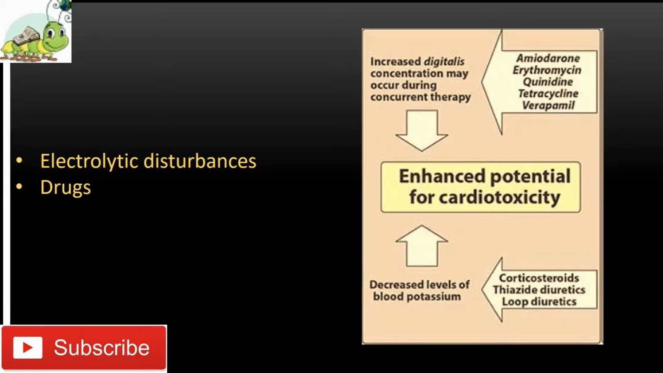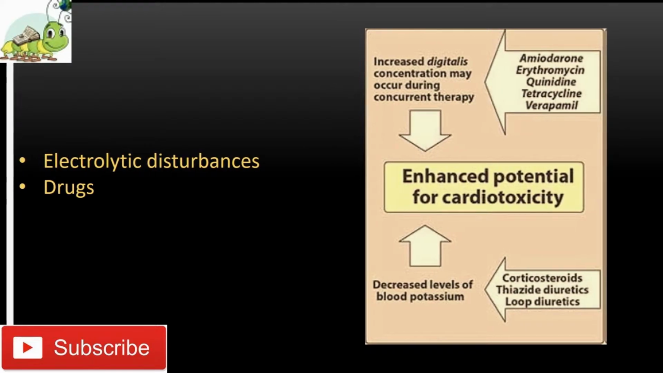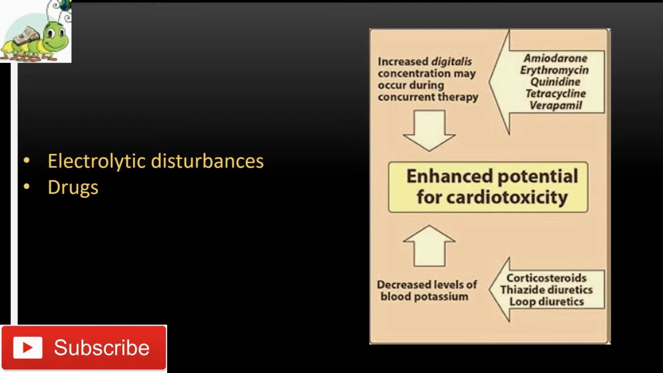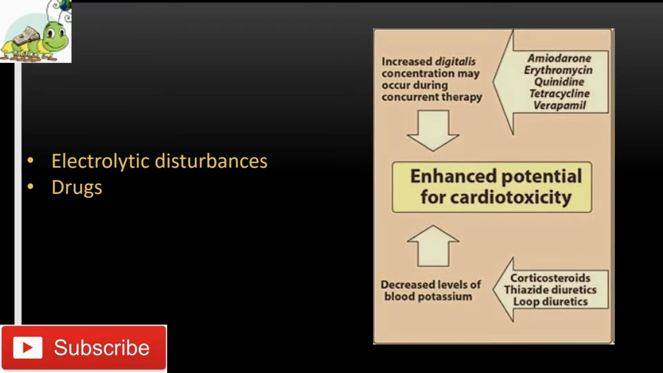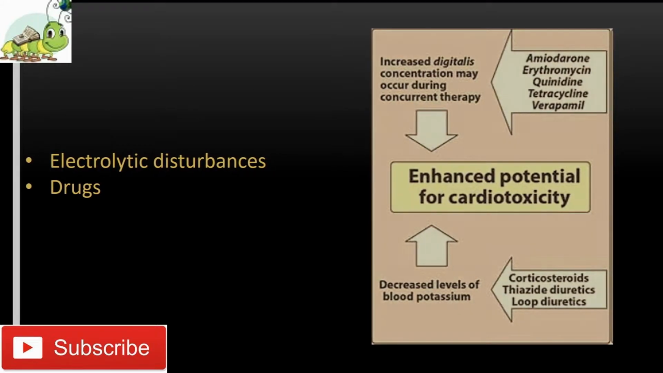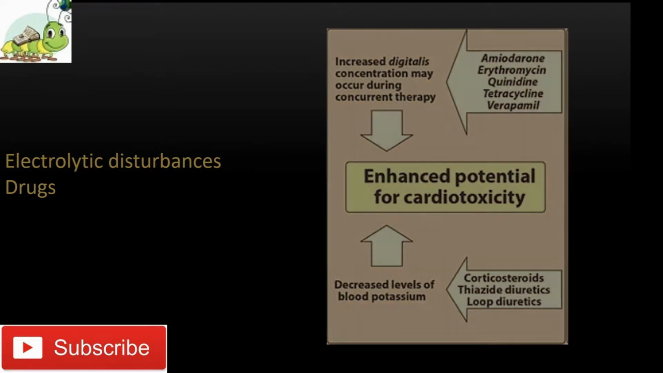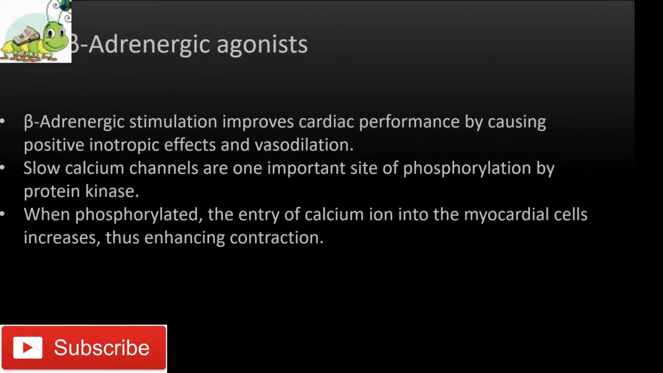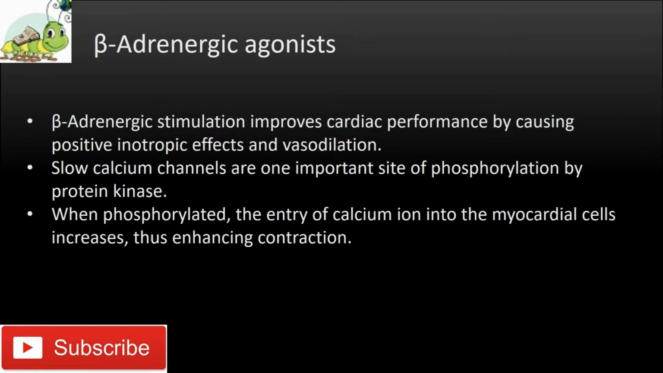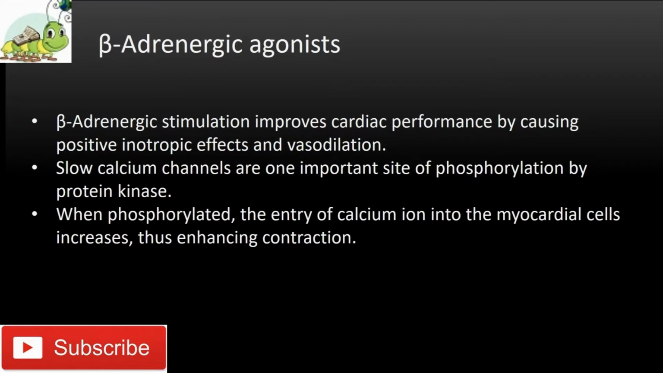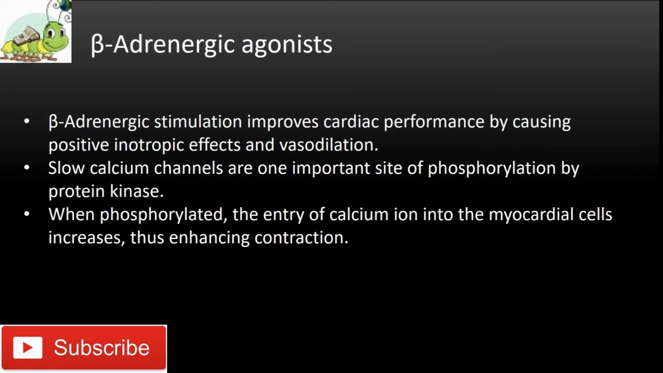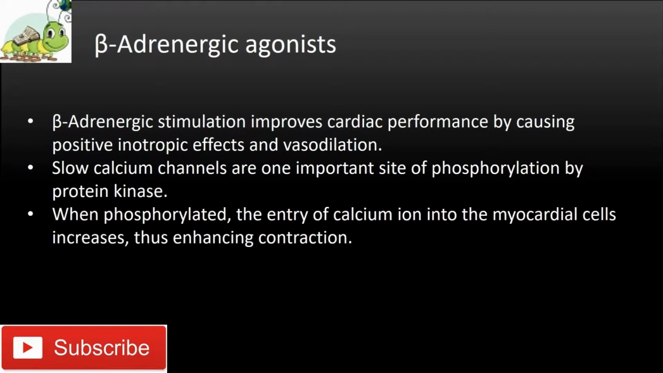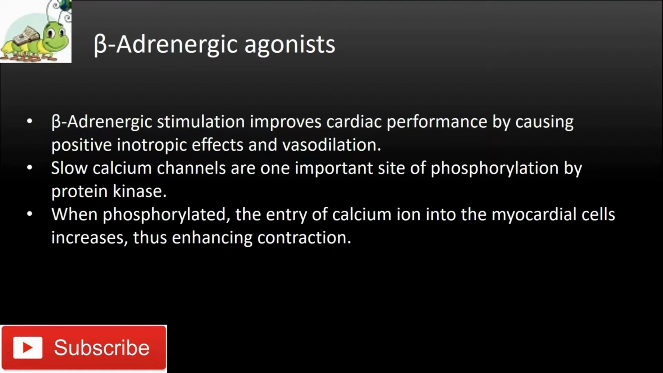Potassium-depleting diuretics, corticosteroids and a variety of other drugs can also increase digoxin toxicity. Hypothyroidism, hypoxia, renal failure and myocarditis are also predisposing factors to digoxin toxicity. Second type of drug: beta-adrenergic agonists. Beta-adrenergic stimulation improves cardiac performance by causing positive inotropic effects and vasodilation. Dobutamine is the most commonly used inotropic agent other than Digitalis.